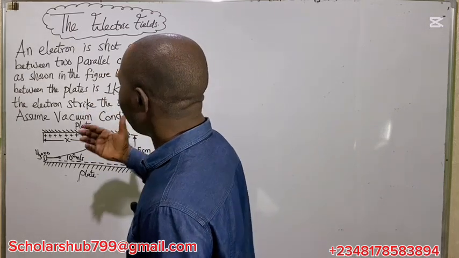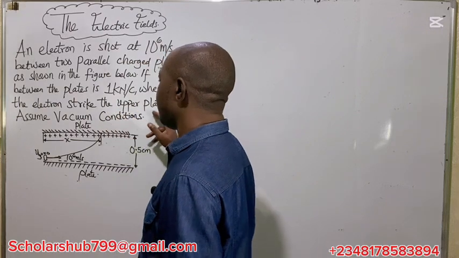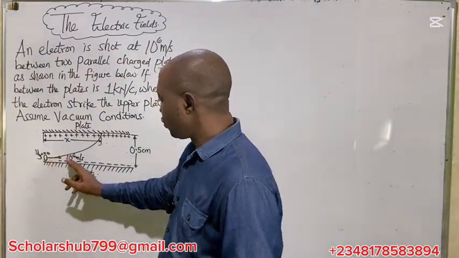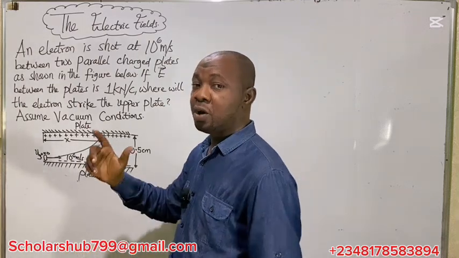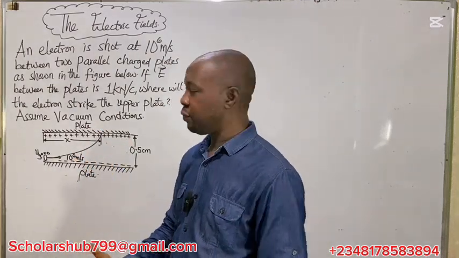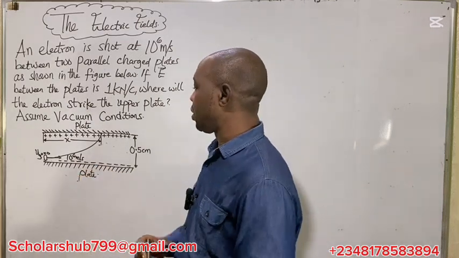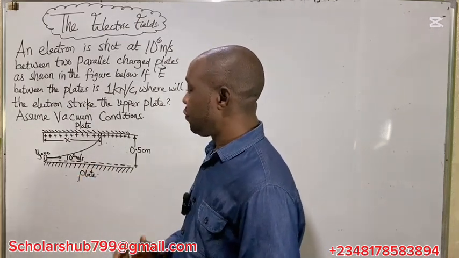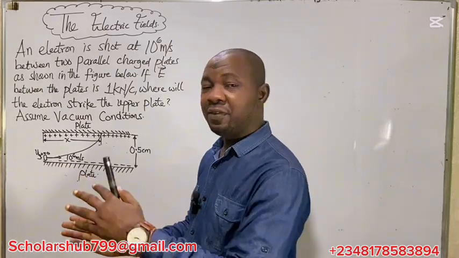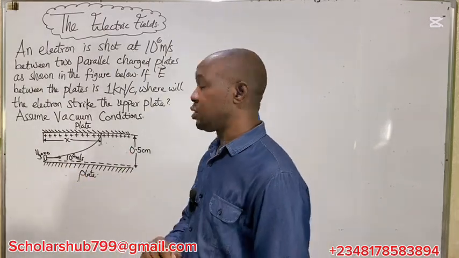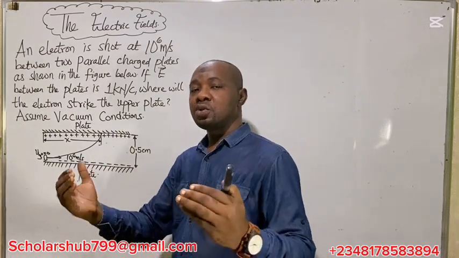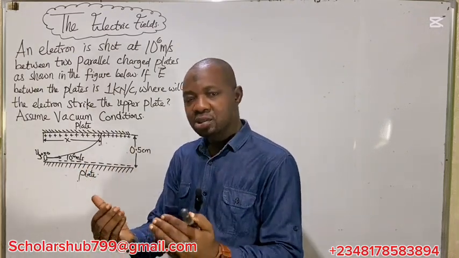So where will the electron strike the upper plate? When the electron is shot, it travels at a speed of 10 raised to the power of 6 meters per second, before it is deflected towards the positive plate. It will deflect towards the positive plate because we know that unlike charges attract each other.